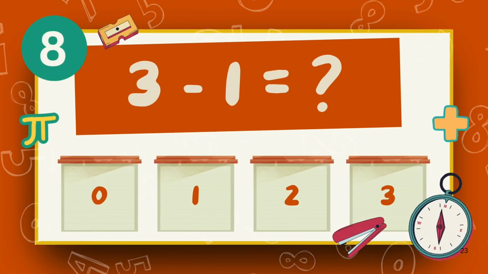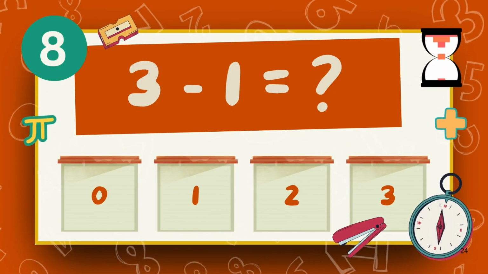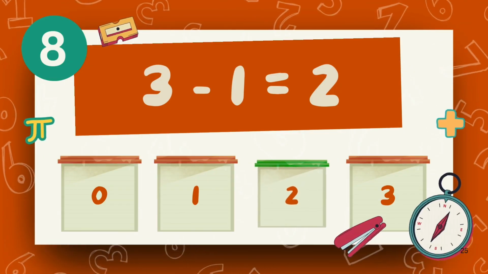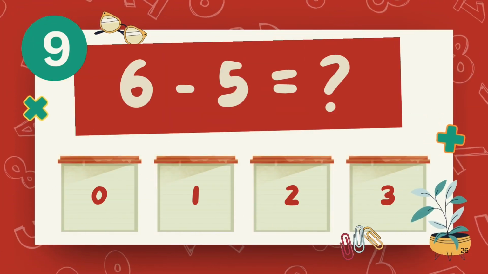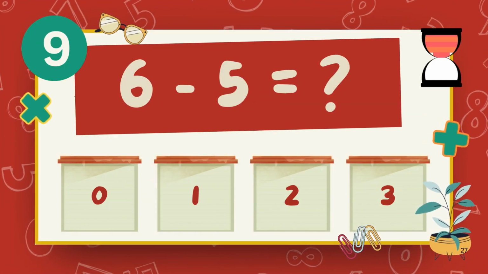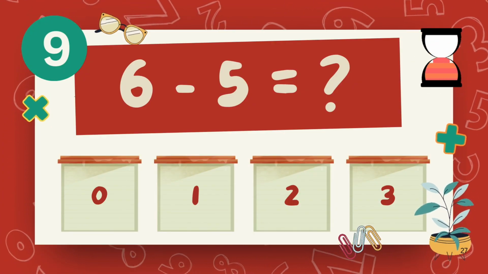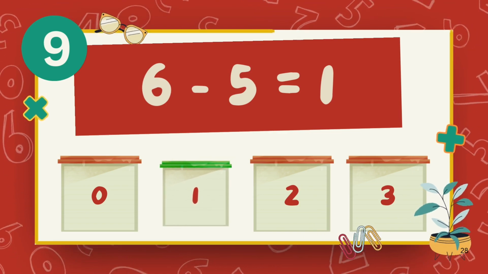What is 3 minus 1? The answer is 2. What is 6 minus 5? The answer is 1.